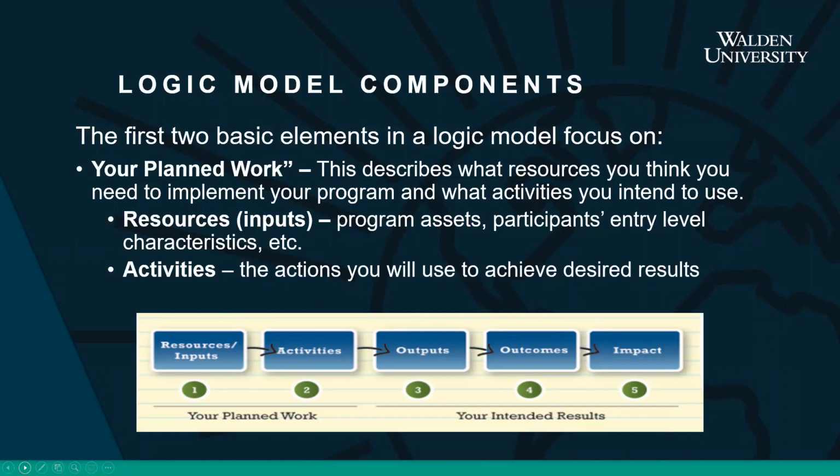Now, when we look at your intended results, we break those out into three different groups. Here, they say outputs, outcomes, and impacts, but you will see that no one logic model is alike. You'll see in the example that I provide in just a moment that you can also look at these as short-term goals, intermediate goals, and long-term goals. So next slide, please.